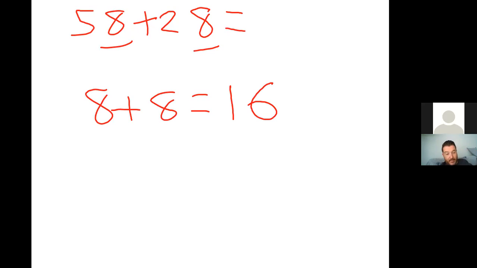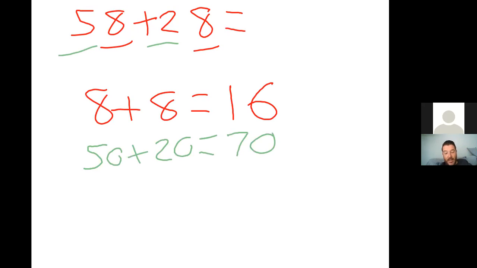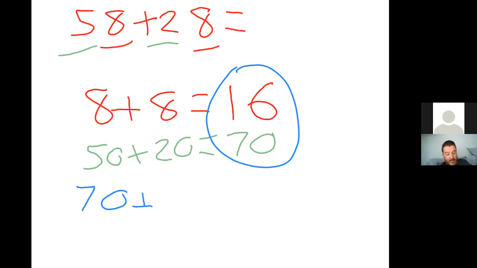Then I'm going to add my tens together. 50 add 20. So 5 add 2 is 7. So 50 add 20 is 70. Then I'm going to add these two parts together, which will give me my total. 70 add 16 equals, well, 7 add 1 is 8. So 70 add 10 is 80. Then add the 6 on, 86.